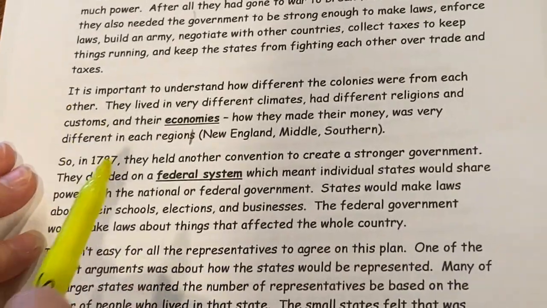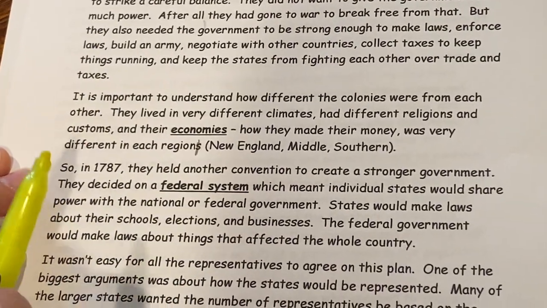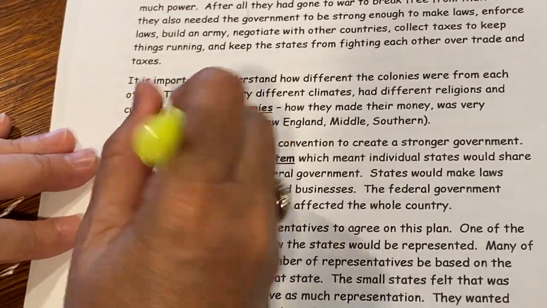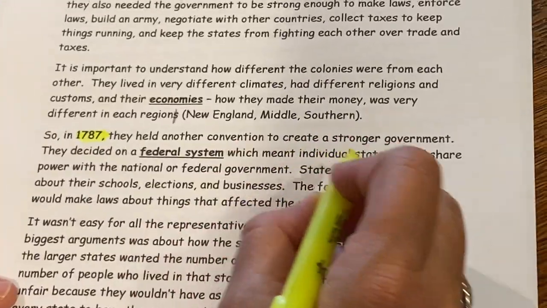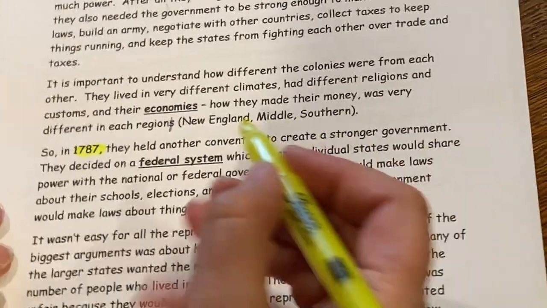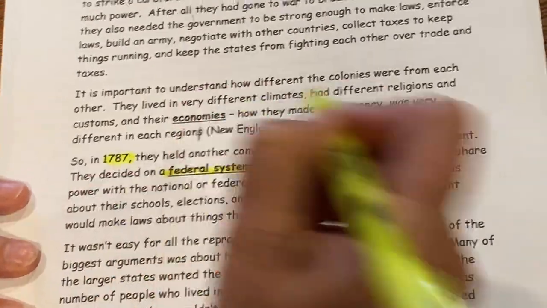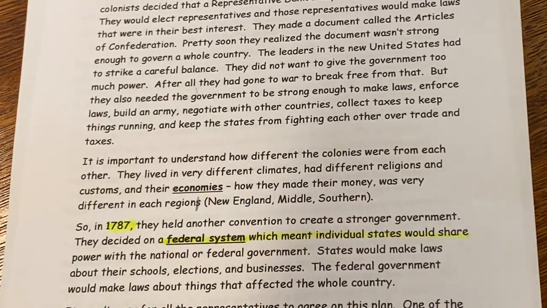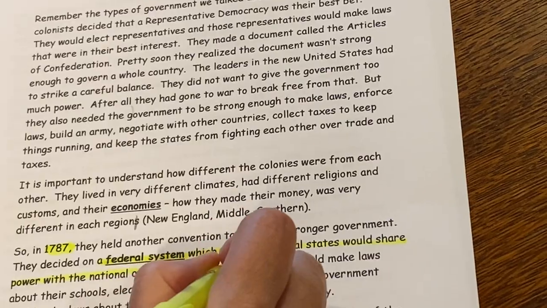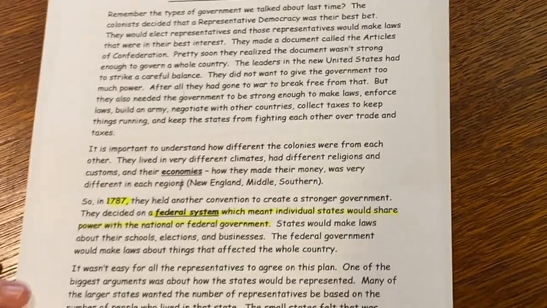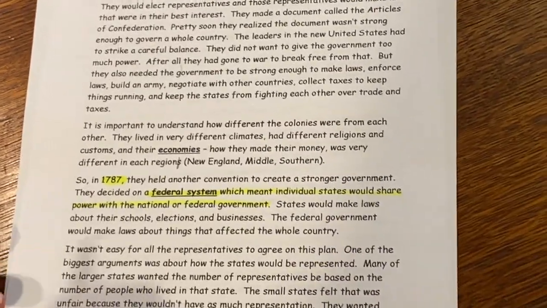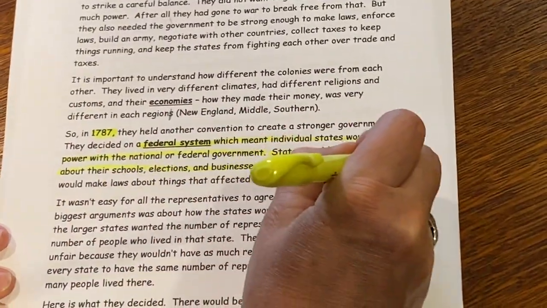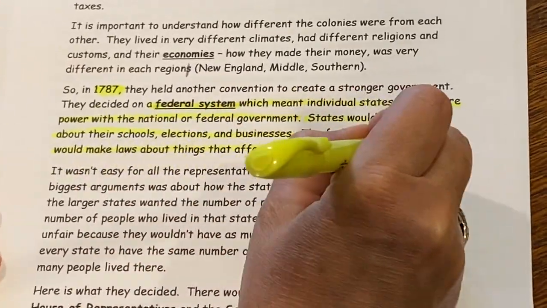What I really want us to put on our poster is what starts here. In 1787, let's definitely include the date, they held another convention to create a stronger government. They decided on a federal system. And let's highlight or underline what a federal system meant. It meant that individual states would share power with the national or federal government. This whole business here, that's going to end up on our poster, okay?